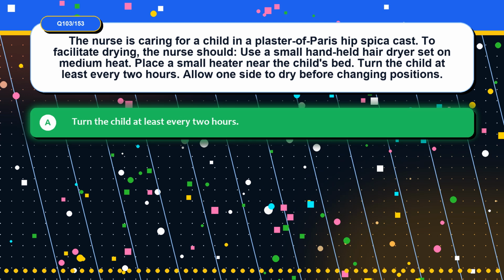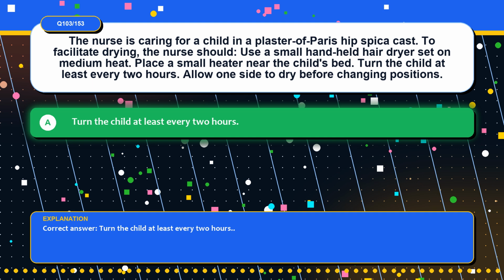The correct answer is option A. Turn the child at least every 2 hours.